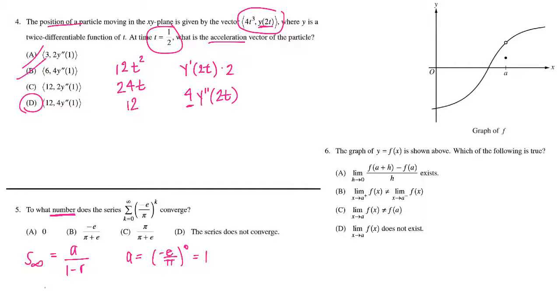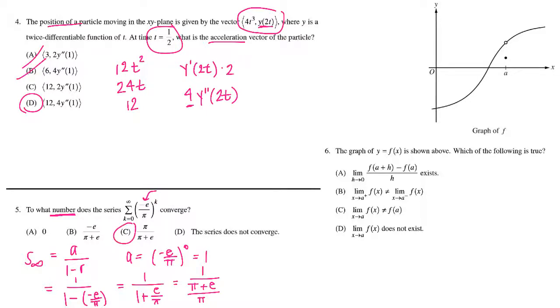So I know here in my formula I have 1 over. And now let's see, what is our ratio? What are we multiplying by each time? Well, what we're multiplying by each time is right here inside the parentheses. So we're going to have 1 minus negative e over pi. And so we're going to have 1 over 1 plus e over pi, common denominators being pi. So 1 over pi plus e, all over pi. And when we flip that over, that looks like it's going to be answer choice C.